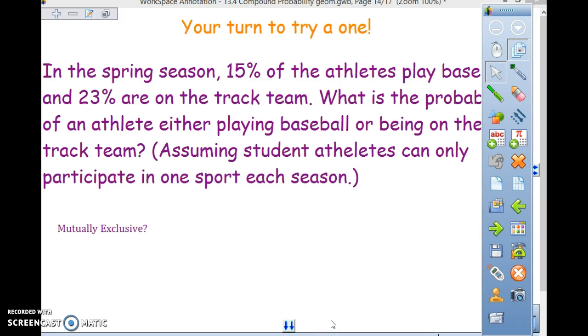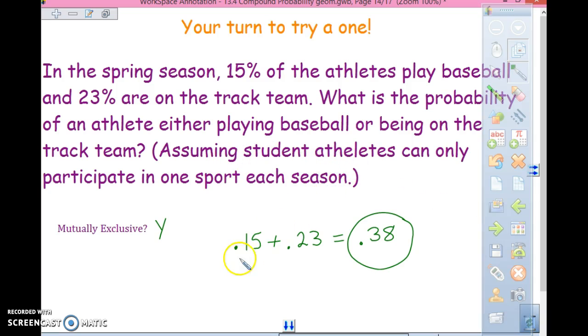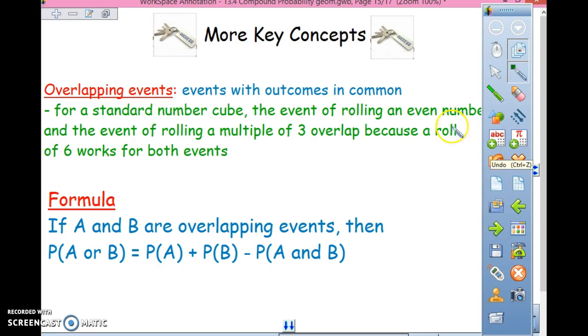Read through this question, pause the video while you try it, turn it back on when you're ready to see the answer. These are mutually exclusive events. According to the directions, an athlete can only be in one sport. So we just simply add the two probabilities together to get 38%.